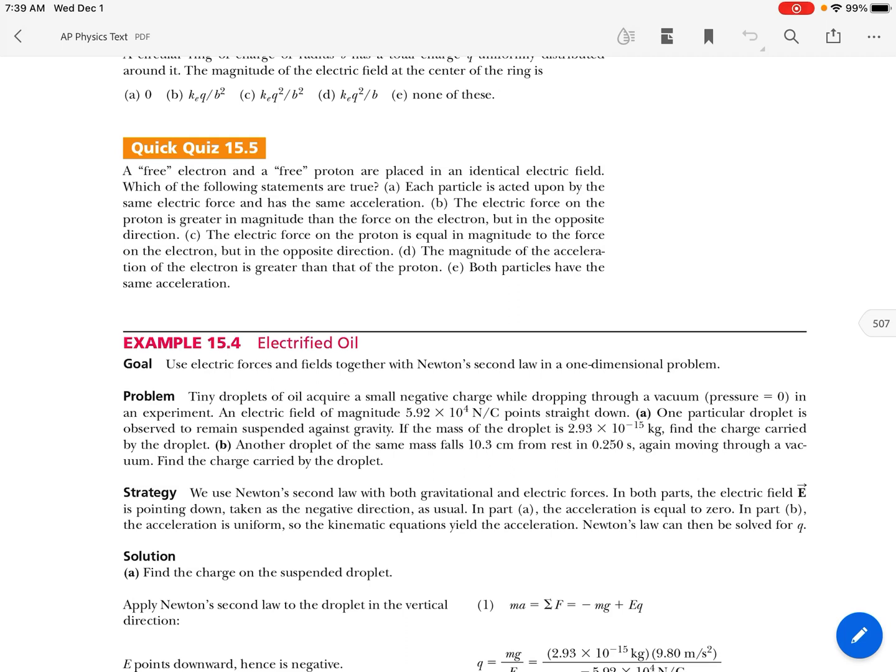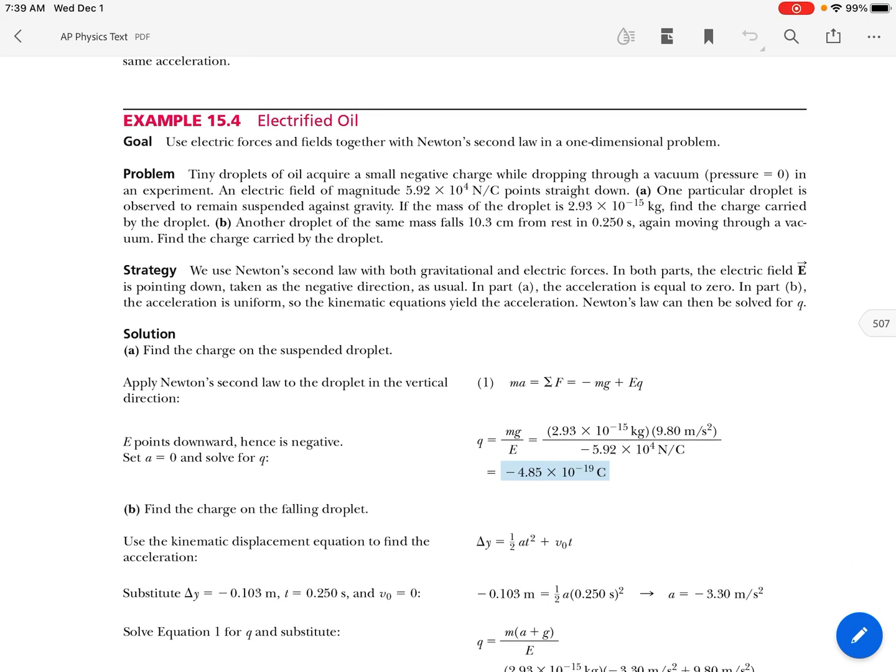So, there we go. Example 15.4, electrified oil. Excuse me just a second. I'm going to have to pause and answer something. I'm going to finish this video, and make a whole separate video, and we'll start with example 15.4, so check the link for the next video.